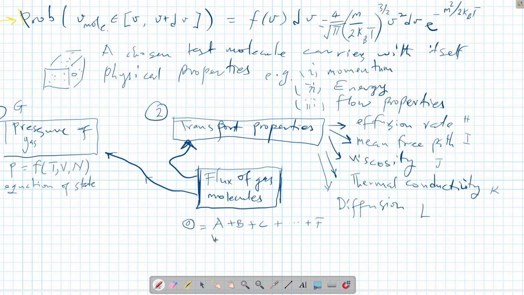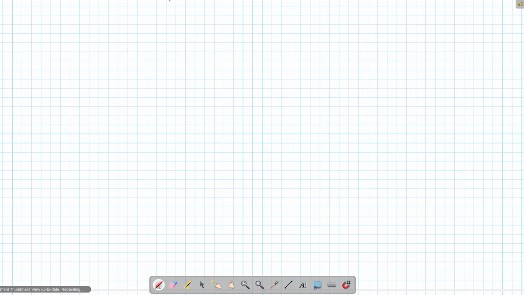The first part is A, and it's just the Maxwell-Boltzmann probability density, which we have derived earlier. This is going to be very useful. We're going to use it a lot of times. So let's go to the next page to talk about molecular flux. We want to derive a formula for this.